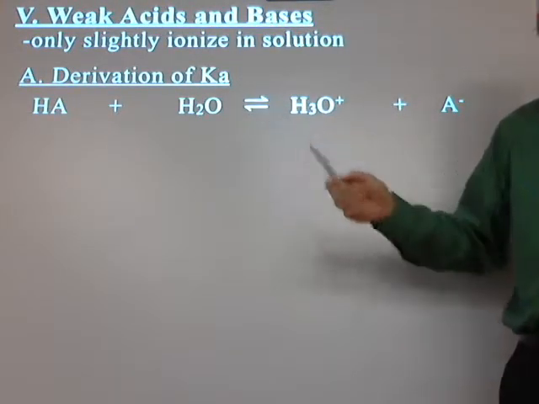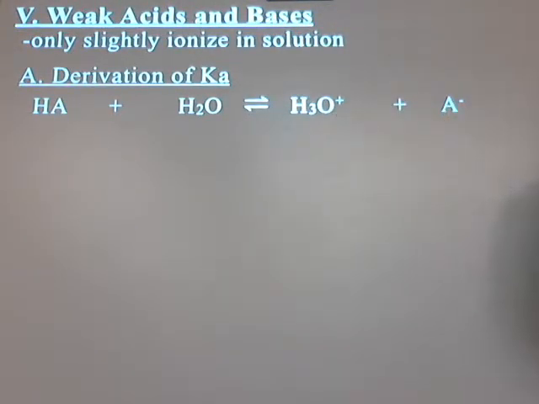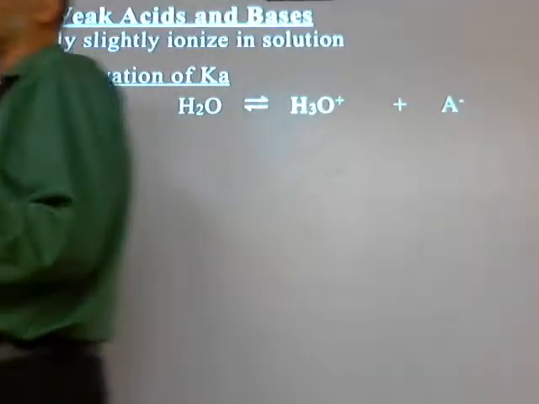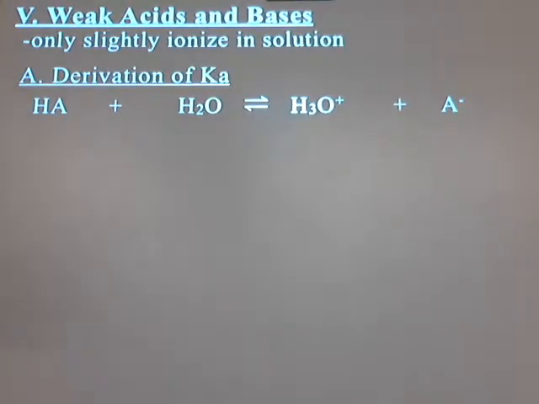HA plus water yields hydronium and whatever the negative ion is. Now that HA could be a binary acid like HF. HF, I told you before, is a weak acid, hydrofluoric acid. Very, very small Ka.